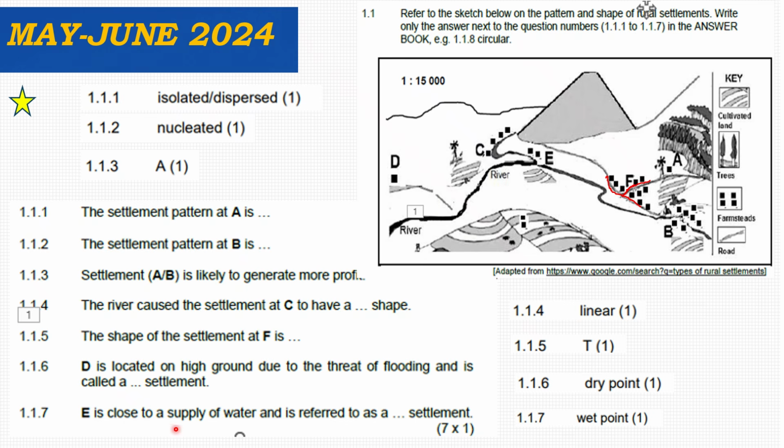1.1.7, E is close to water supply. Where is E? See, now it's close to water. It's close to a wet point. So it's a wet point settlement.